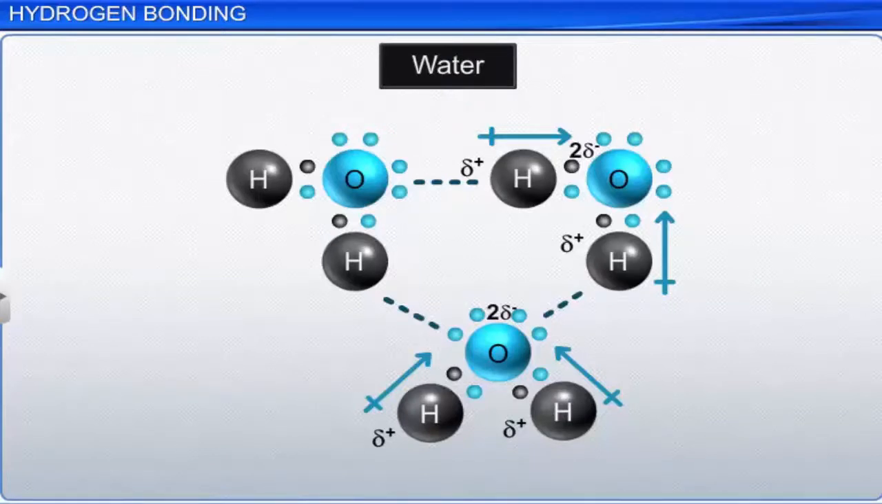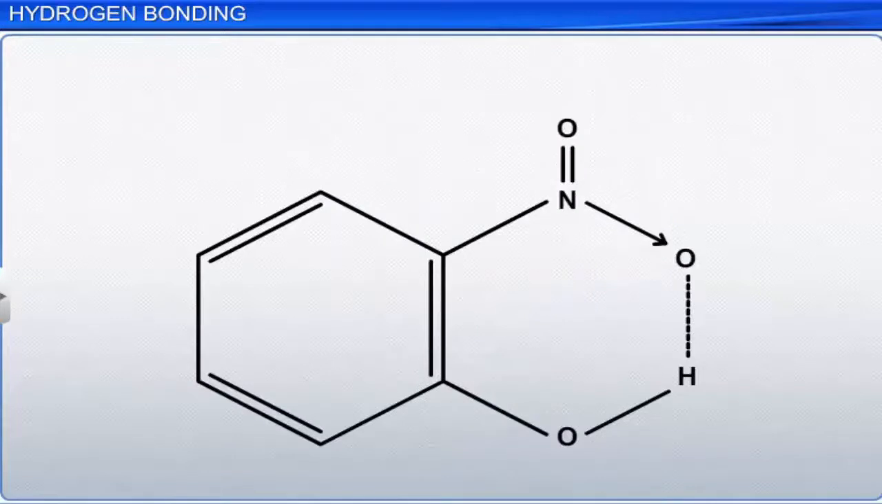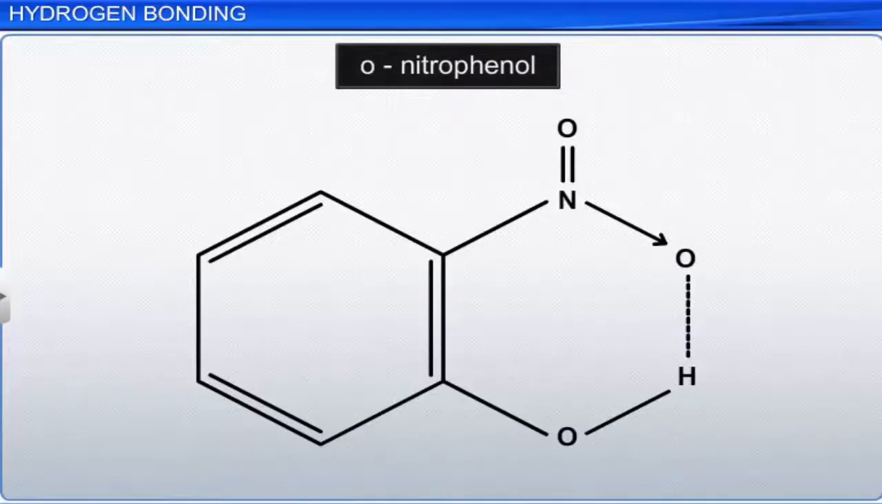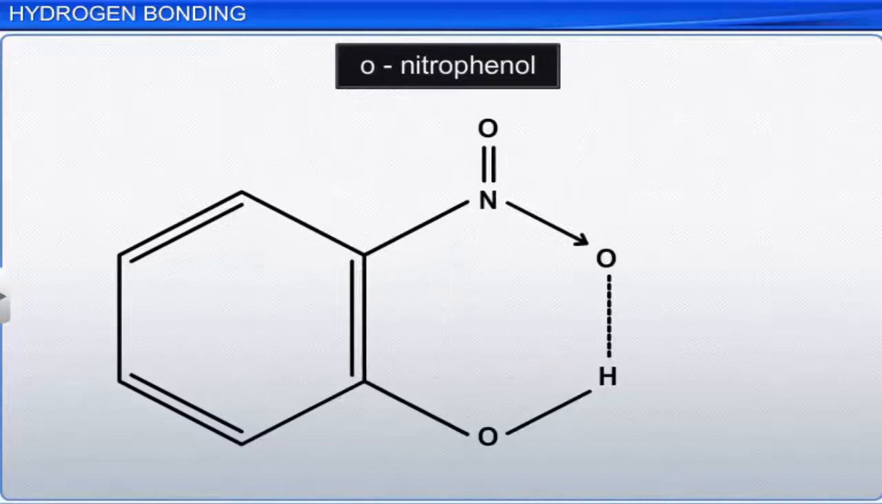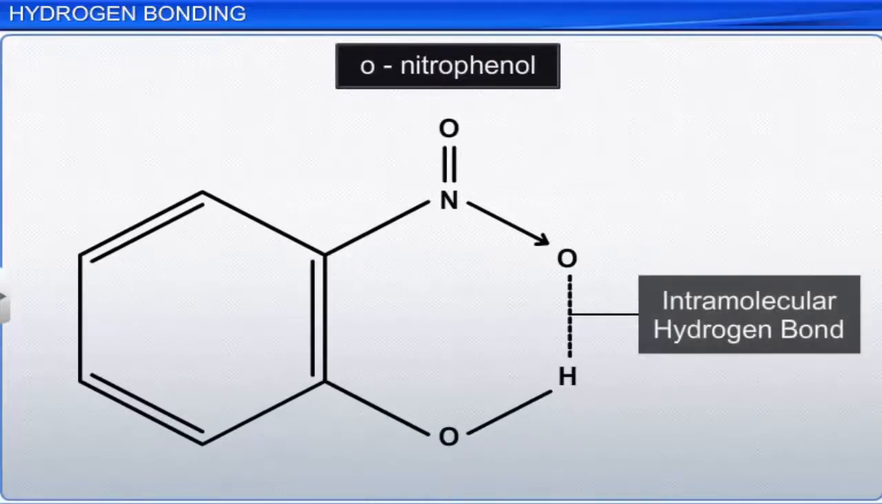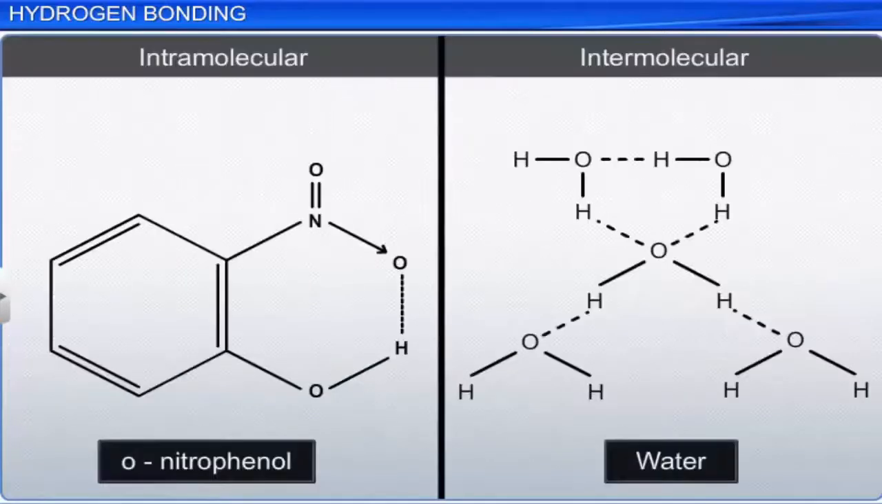However, in certain compounds like orthonitrophenol, a hydrogen bond is formed between the hydrogen atom of the hydroxyl group and the highly electronegative atom, that is oxygen of the nitro group, present within the same molecule. Such a bond is called an intramolecular hydrogen bond. Thus, we can conclude that a hydrogen bond is the weak electrostatic attractive force between the hydrogen atom and the highly electronegative atom of either the same or different molecule.